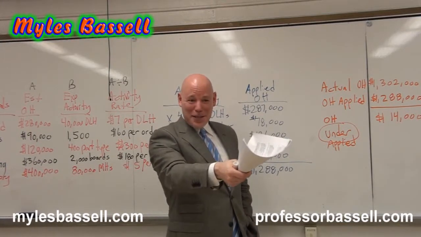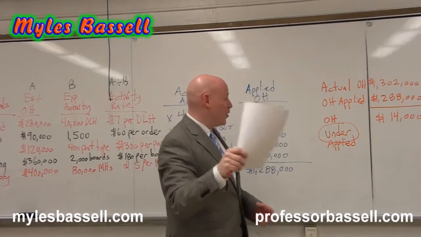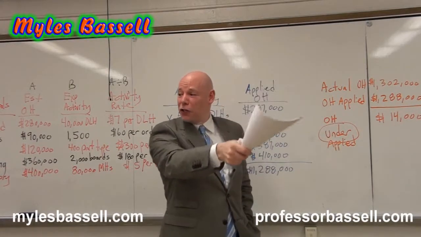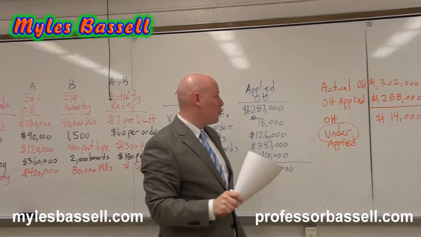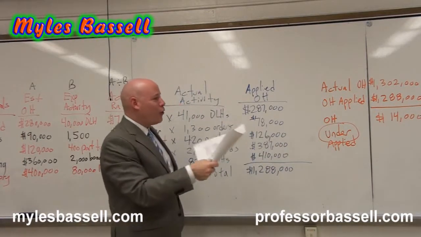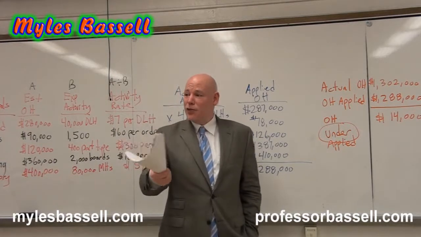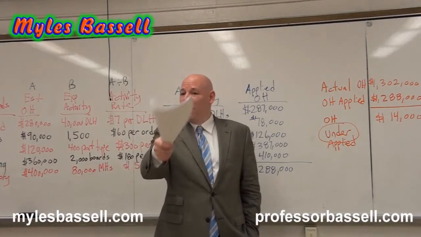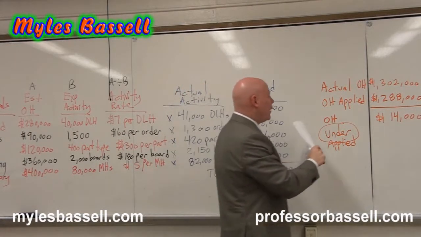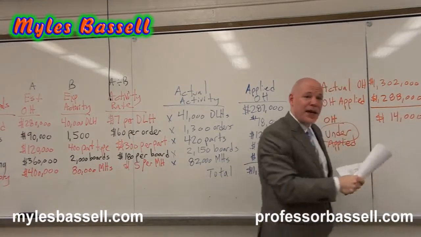But do you see why now? All right. So the actual overhead, Siobhan told us, was $1,302,000. But despite our analysis, and this happens, we made some assumptions about the level of activity. And the overhead that we applied was $1,288,000.